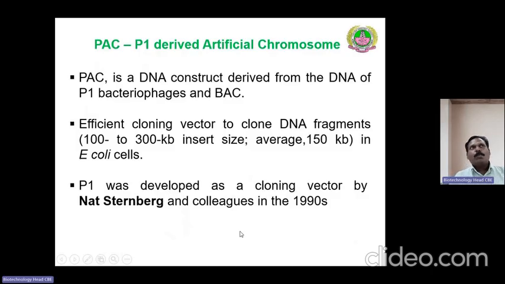The third artificial chromosome is PAC, which is an artificial chromosome derived from the P1 phage. So a PAC is a DNA construct. It is a derivative of the P1 bacteriophage, and they combine the capability of the bacterial artificial chromosomes. So they can be efficiently used to clone DNA fragments of 100 to 300 kilobase pair size. On an average, you can clone about 150 kilobase pair of foreign DNA in the PAC artificial chromosomes, and they can be multiplied in the E. coli cells. So this P1 phage was developed as a cloning vector by Nat Sternberg and colleagues in the 1990s.